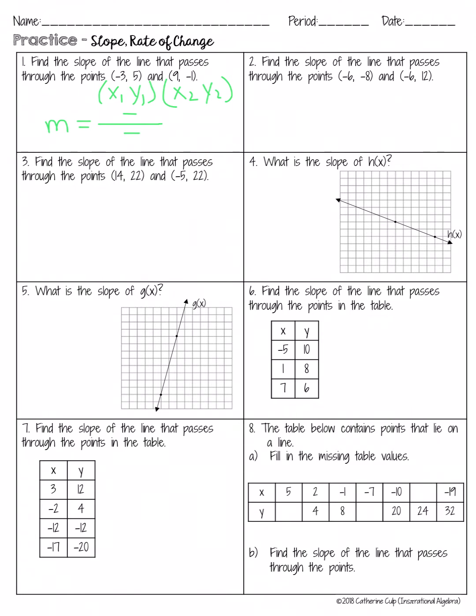Okay, if you notice problem number 4 and number 5, they give us the dots. So these are the ones I would use the rise and the run, and I would count. The tables, again, don't forget to find the difference in the y's over the difference in the x's. And number 8's a little bit of a challenge, but we'll go over it. Good luck.